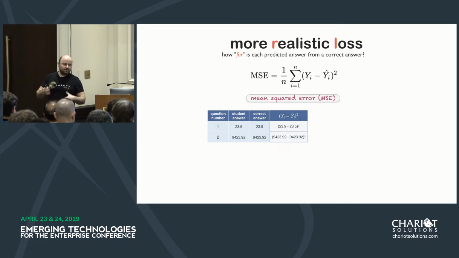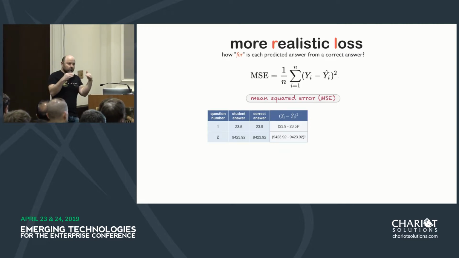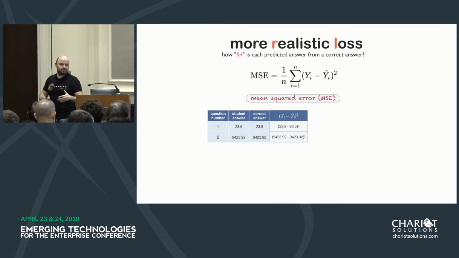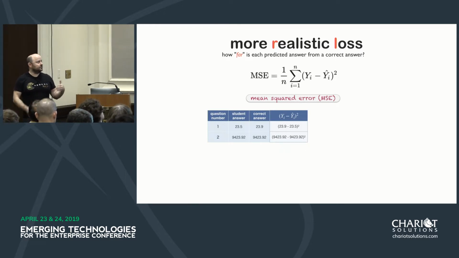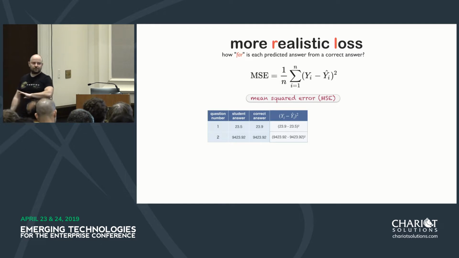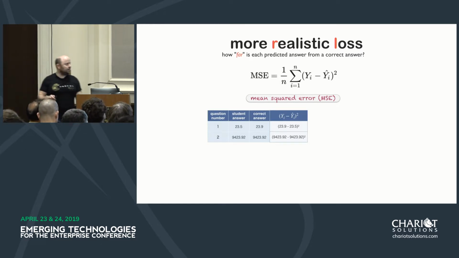So we want to come up with a better loss function. We want a better formula to see how close a student was to an answer, right? It's going to tell us a better outcome, because if some other student answered 0 here, then it's more incorrect than 23.5. And this function is called mean squared error, and it's a very common function used in neural networks and machine learning. And even though it looks a little scary if you're not a mathy person, there's nothing scary about it.